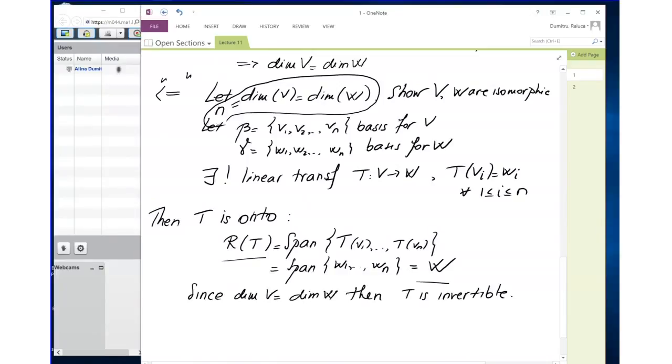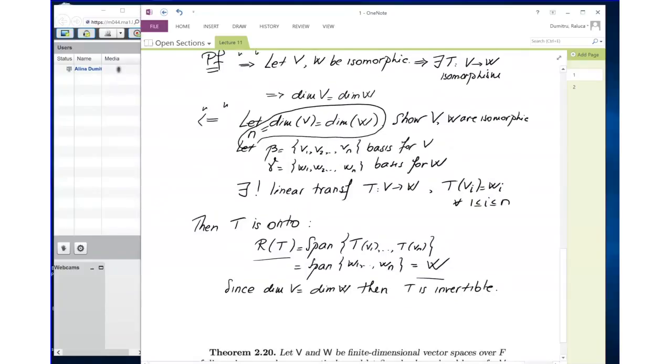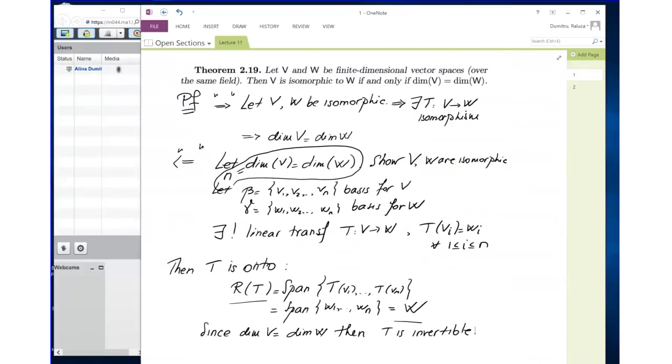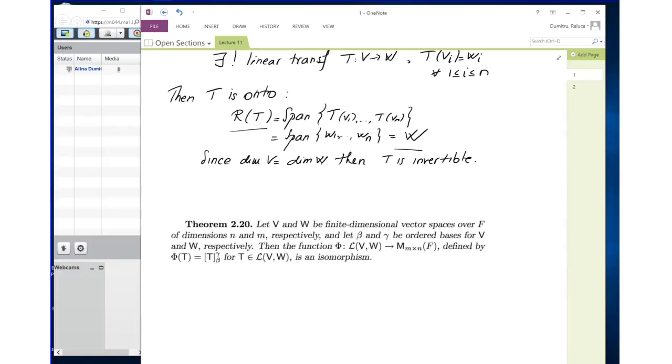So it is a linear transformation, an isomorphism between V and W. For finite dimensional vector spaces, whether they are isomorphic or not, if they have the same dimension you know for sure that they are isomorphic. And here is a simple isomorphism, given even in this proof.